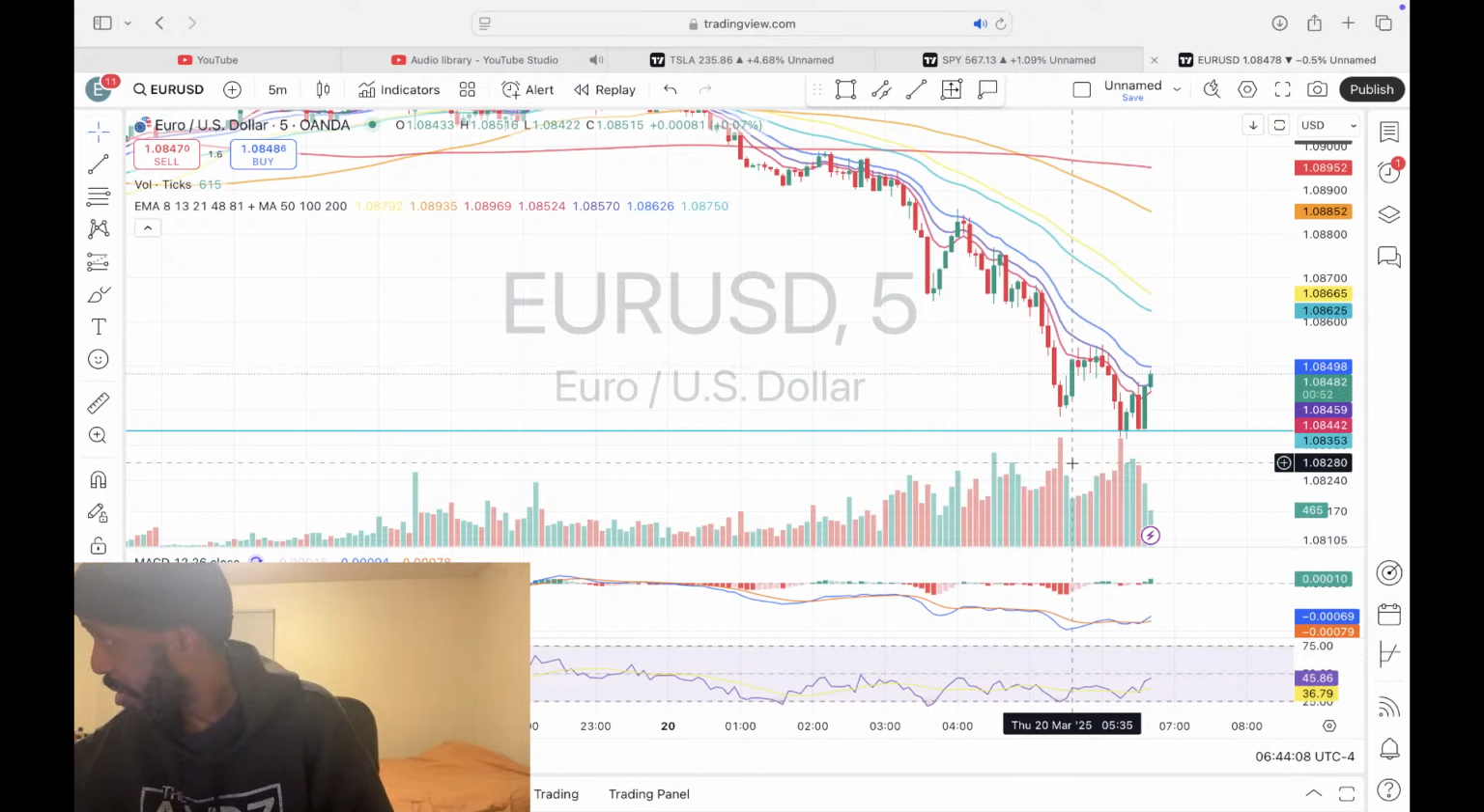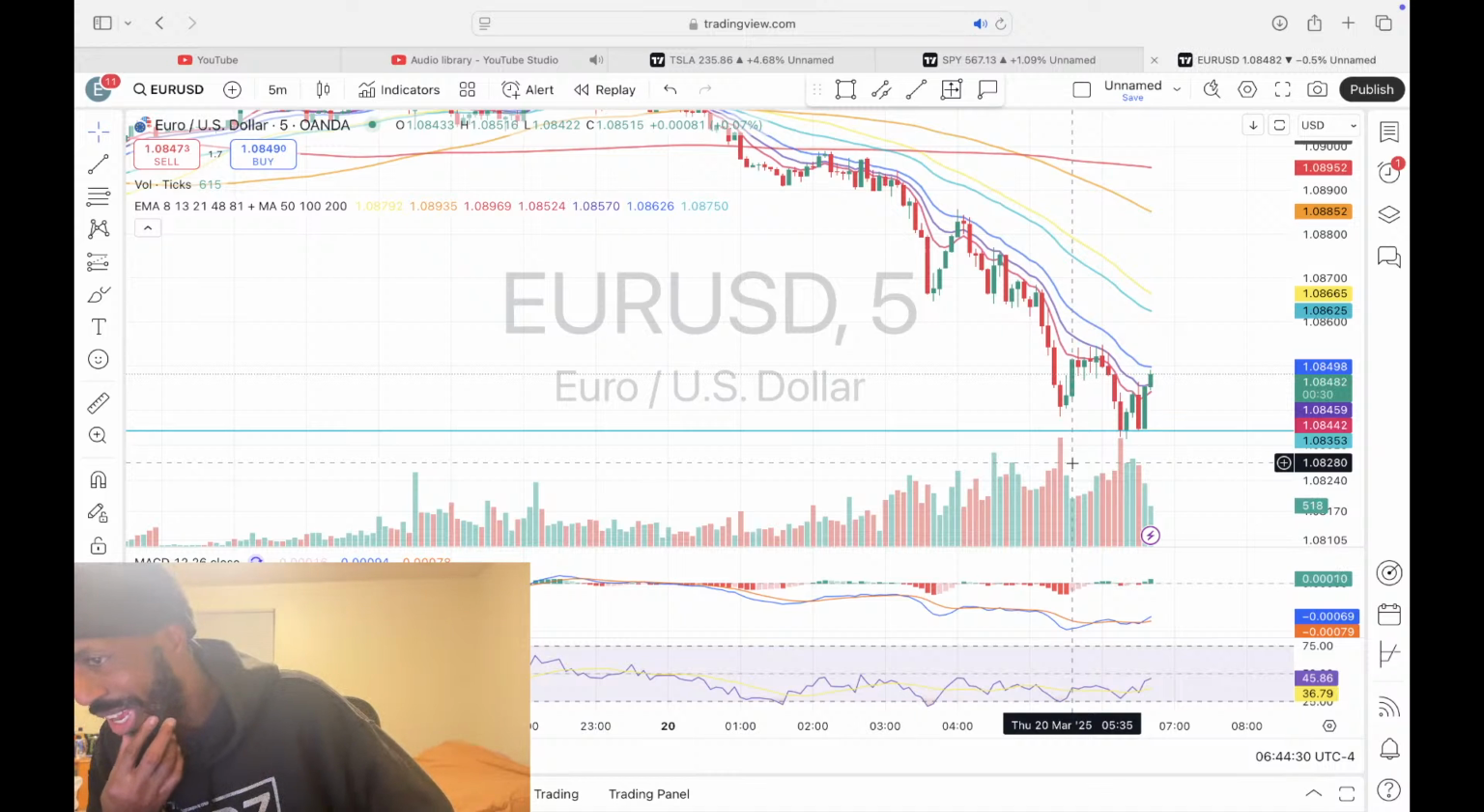Watching the Euro, USD, forex pairs on the 5-minute chart. We got a pretty nice little bounce off of that blue support line that I have drawn on the screen.